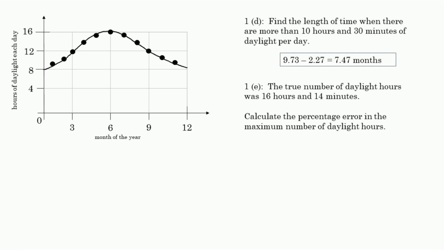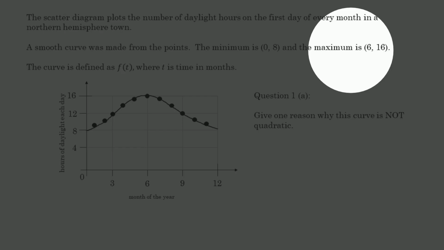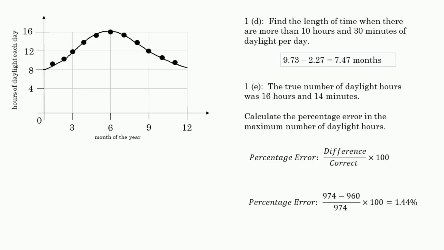Last question for problem number 1. The question tells us that the maximum number of daylight hours was exactly 16 hours and 14 minutes. It then says to calculate the percentage error in the maximum number of daylight hours. We were told the maximum on the graph was 16 hours. So we will take the difference of our estimate and the actual value, then divide by the actual value. Of course, we'll have to write that number as a percentage and round to 3 significant figures. The calculation here was done by changing hours and minutes into minutes. However, you could also write 14 minutes as a decimal, which would be 0.23 repeating. The minutes are just easier in this case.